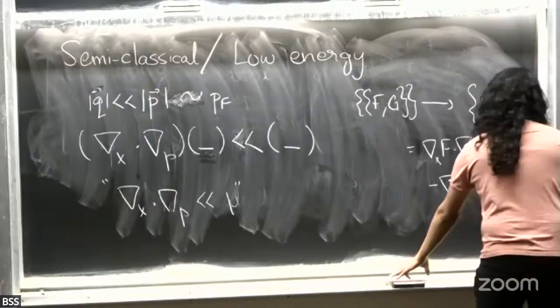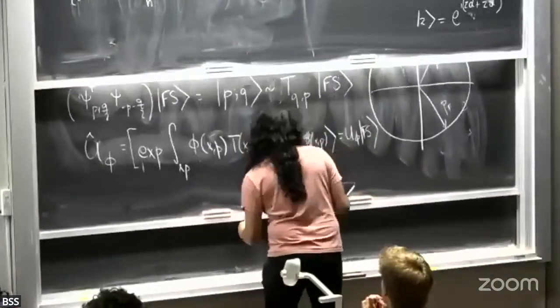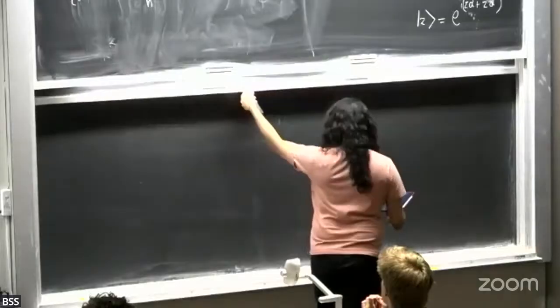So what do canonical transformations do in particular? They obey Liouville's theorem, which is that they preserve phase space volumes.